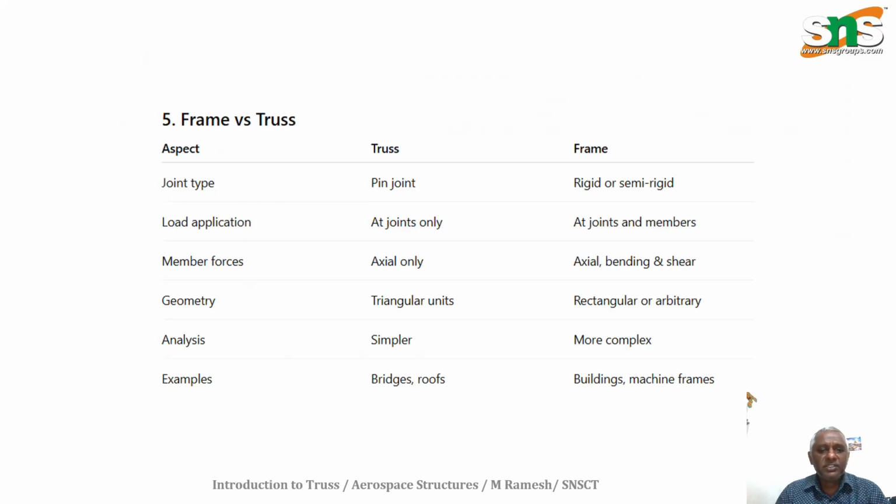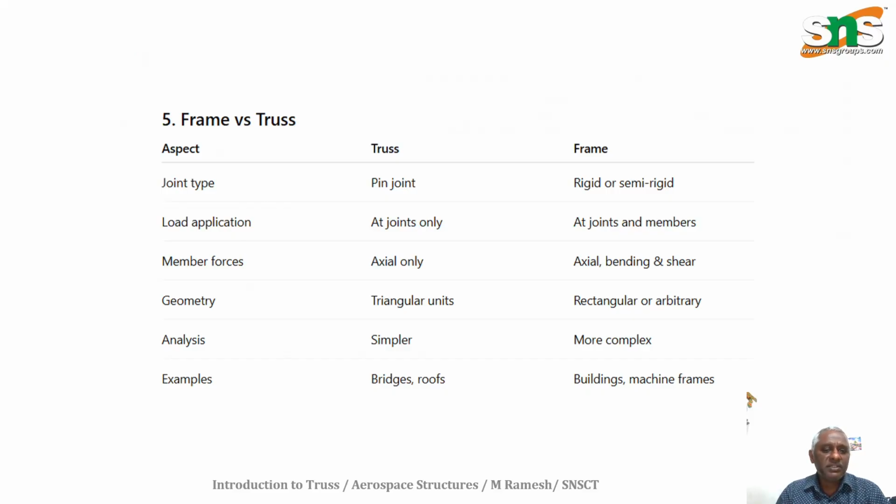Member forces in a truss are only axial forces, that means tensile or compressive. But in a frame, axial as well as bending and shear forces will occur, because the load can act in between the member's ends, so bending will happen as well as the shearing effect.